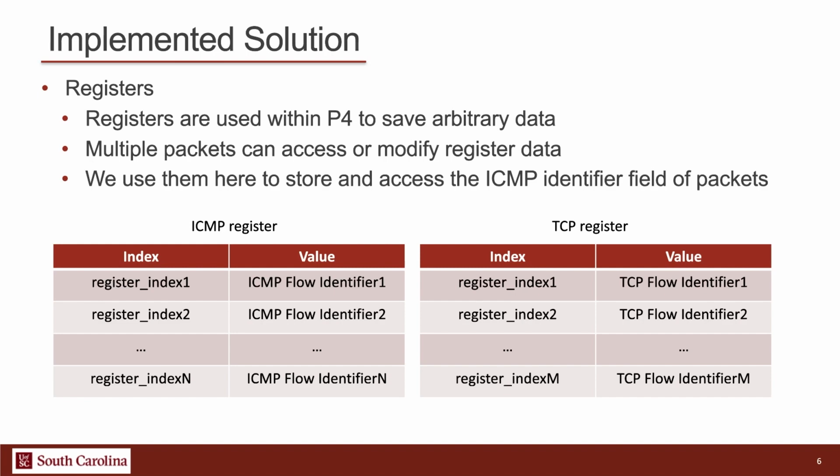The ICMP is stored at the hash index. The index is the hashed value, and then the actual value that is stored there is the ICMP flow identifier. And with TCP, it's a similar thing. At the hash index, the TCP flow identifier is stored.